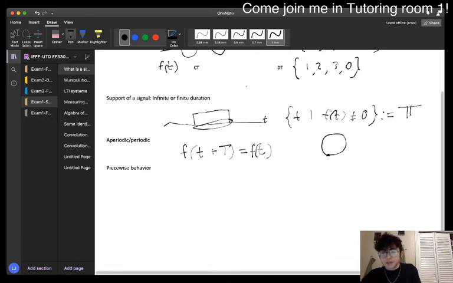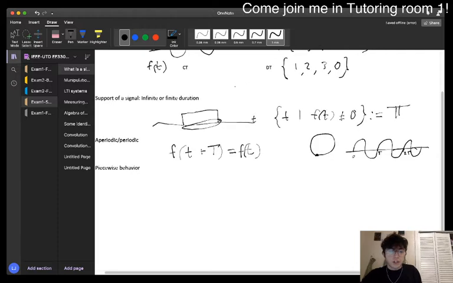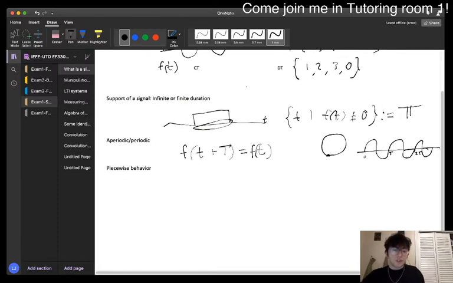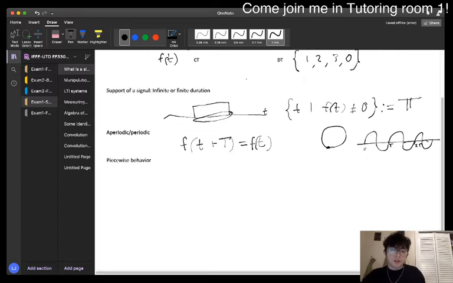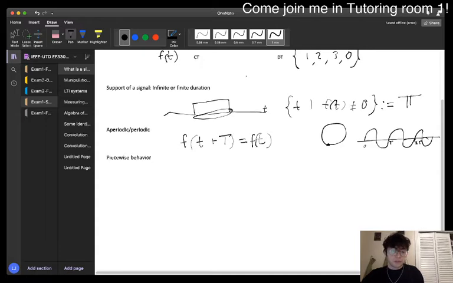A periodic signal in one dimension would be something like a sinusoid. So notice that we get copies after the period. Let's say this is the period T. We'll get copies at every integer multiple of T. Periodic copies. Great.